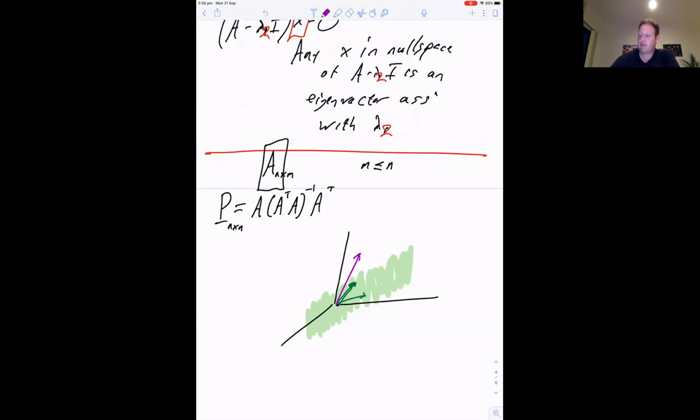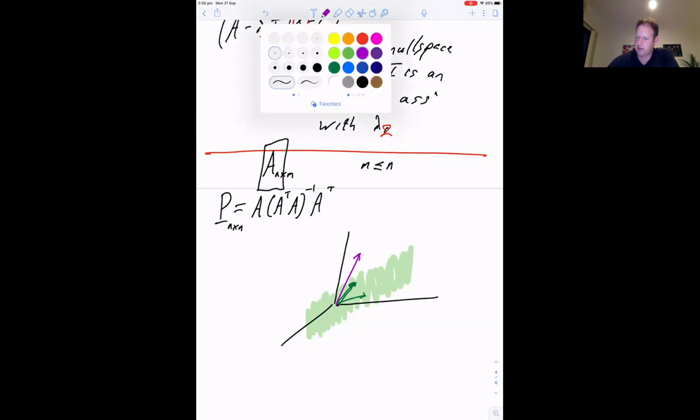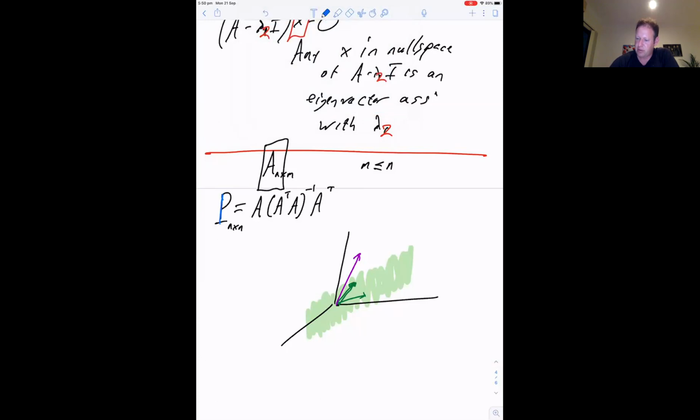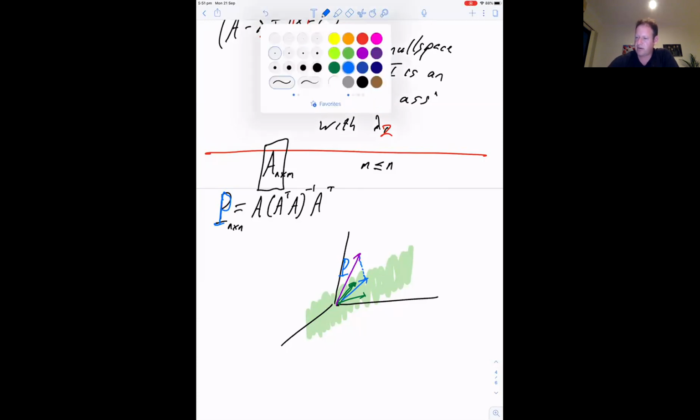So you see, I'm taking the projection matrix. Let's make the matrix blue here. I'm doing P on this. What's the projection matrix going to do? It's going to drop this guy here and put it here. So could this purple guy be an eigenvector?